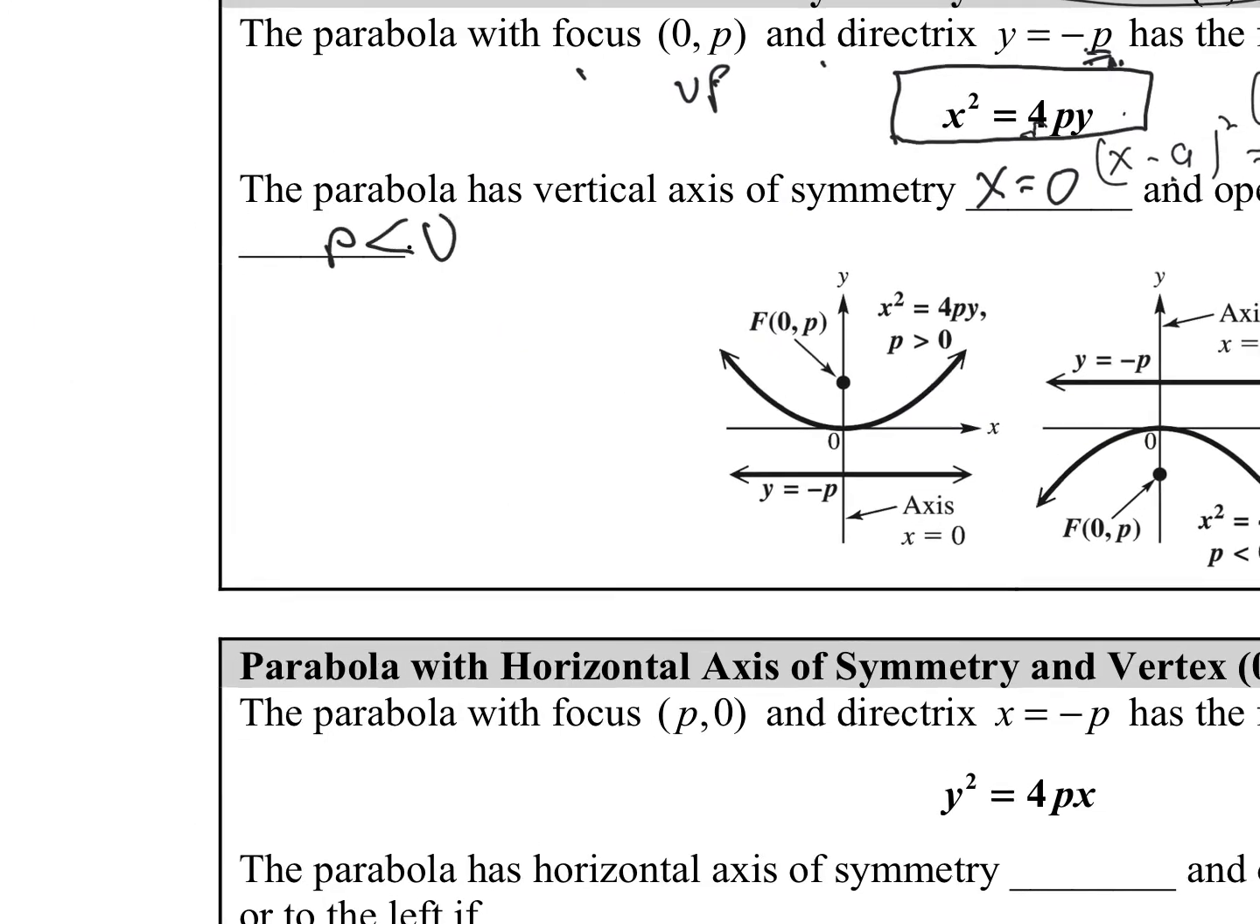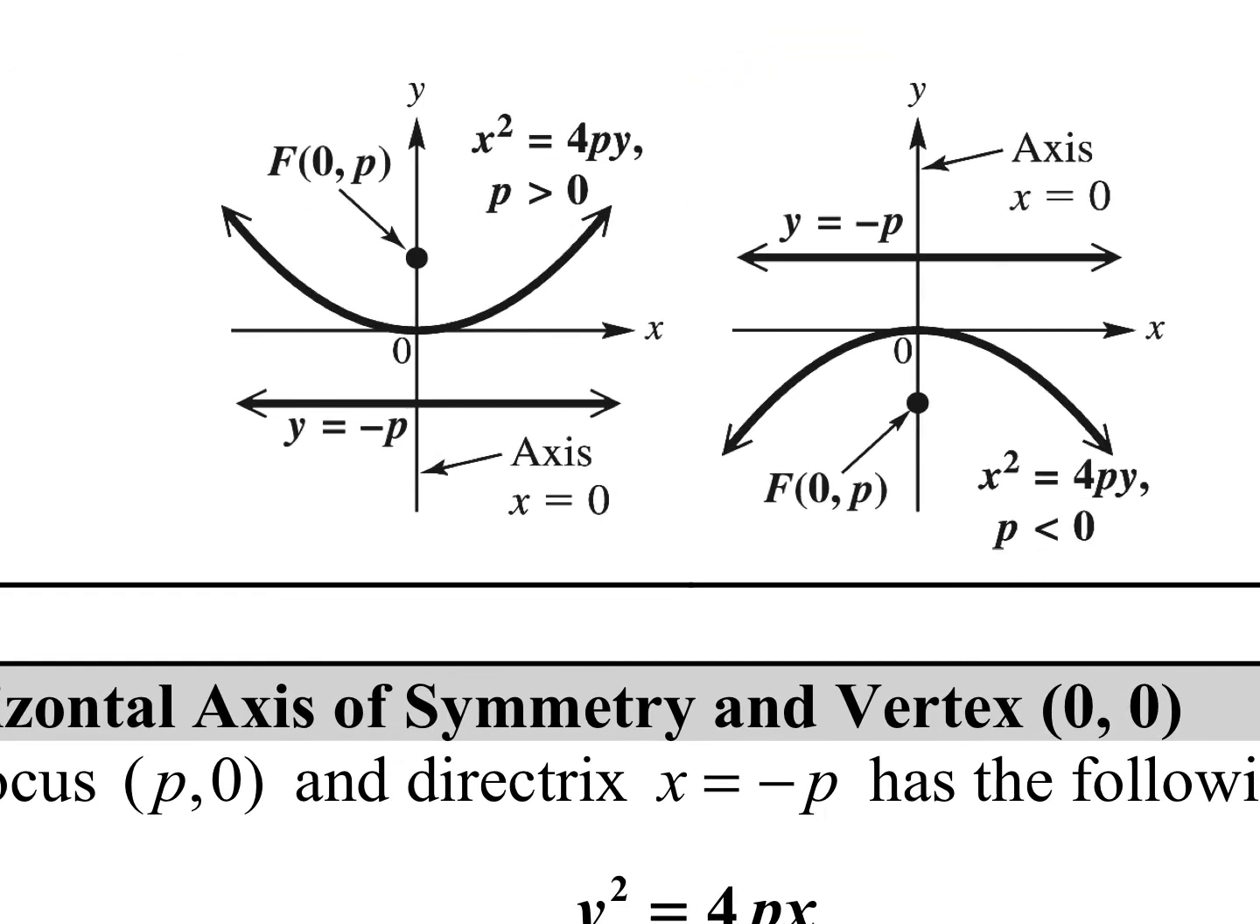Let's see if it matches up with the pictures here. 0, 0. 0 comma p means I go up p distance here to get to the focus. P has to be greater than 0. That means it opens up. So once I found this distance p and I put my focus, I'm going to go the opposite of p, put my point, and draw a horizontal line.